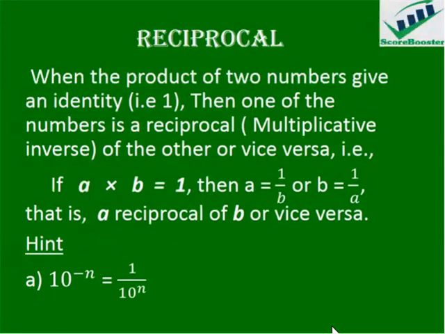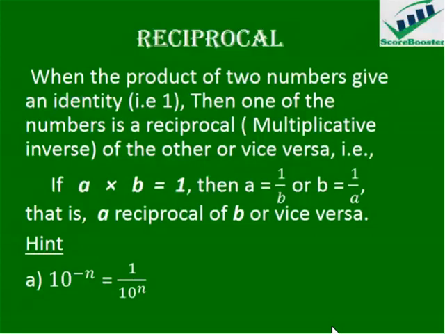What is reciprocal? When you multiply two numbers together and the result equals 1, then one number is a reciprocal, or it is also called multiplicative inverse of the other, or vice versa. If you multiply 2 and half together, the result will be 1. That means 2 is a reciprocal of half, and also half is a reciprocal of 2. Reciprocal can also be called multiplicative inverse.